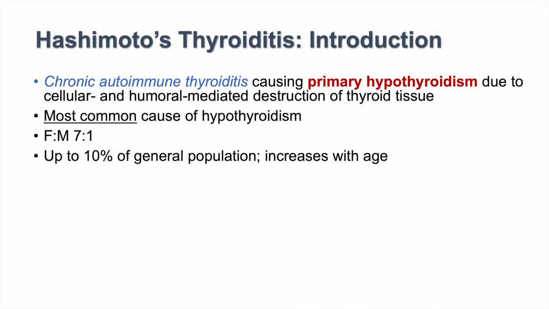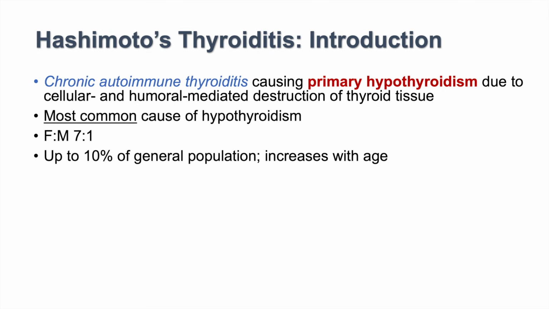And it is such a common condition that it is estimated that up to 10% of the general population has this condition, and interestingly, it actually increases with increasing age. So the prevalence of Hashimoto's increases with age. The older you get, the more chances you could get Hashimoto's. So this is a significant condition.